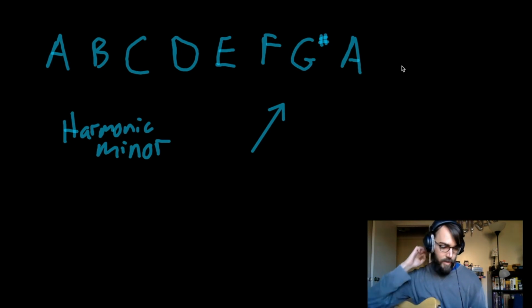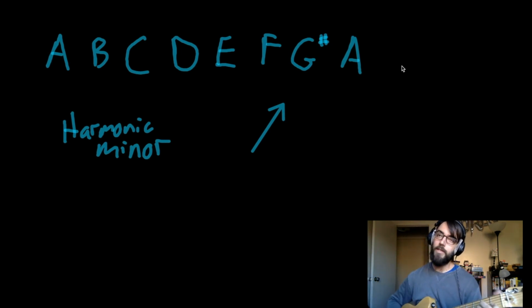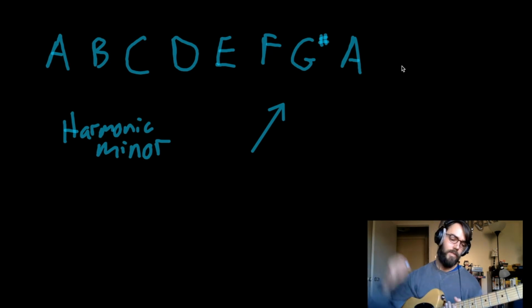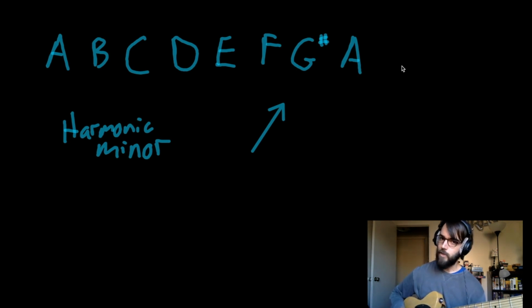So I've got a loop here of A minor, D minor, and then E7, E dominant 7, which has that G sharp in it, and then back to A minor. So I'm just going to improvise over it playing A minor, which has the G natural, and then when that E7 rolls around, I'm going to sharp the G and start playing harmonic minor. We'll hear how that sounds.